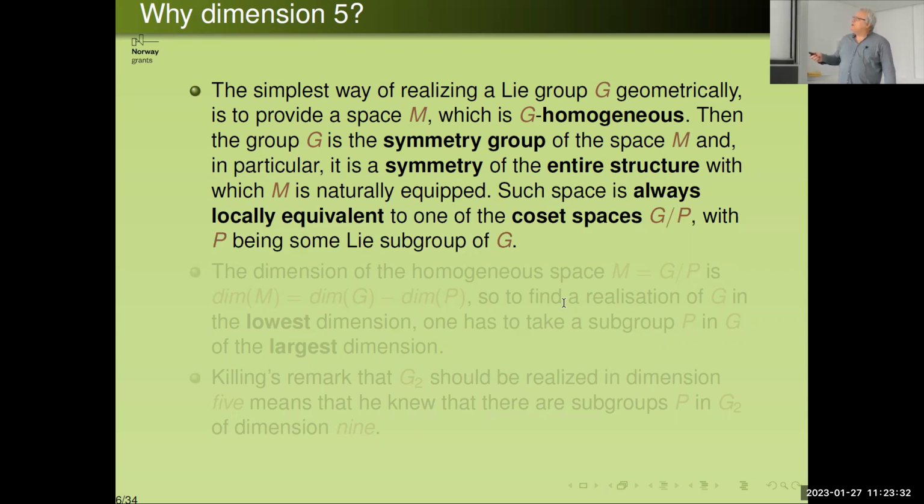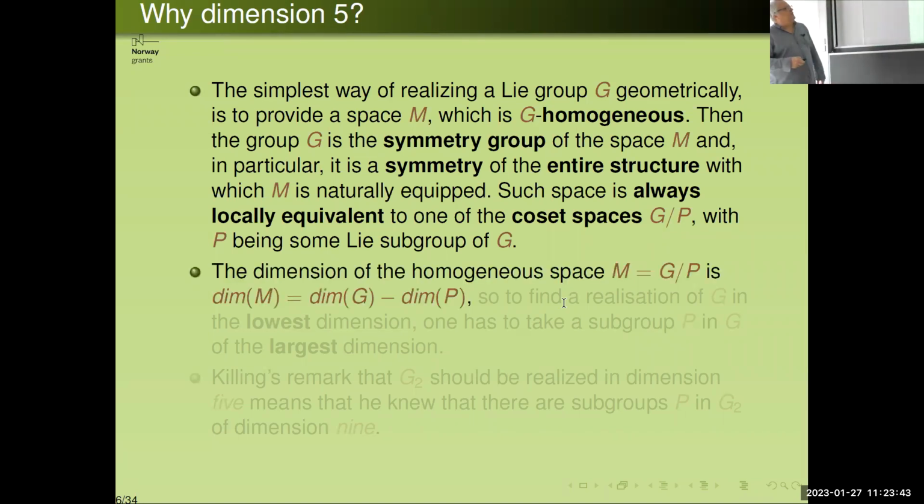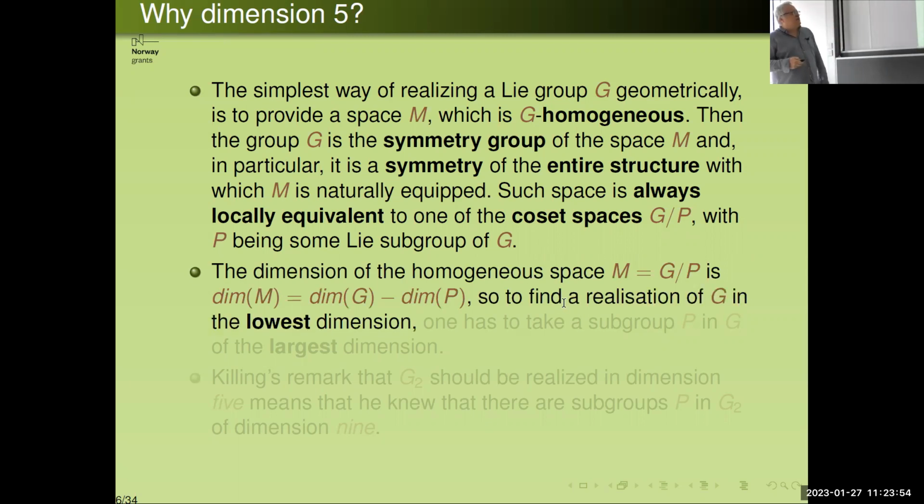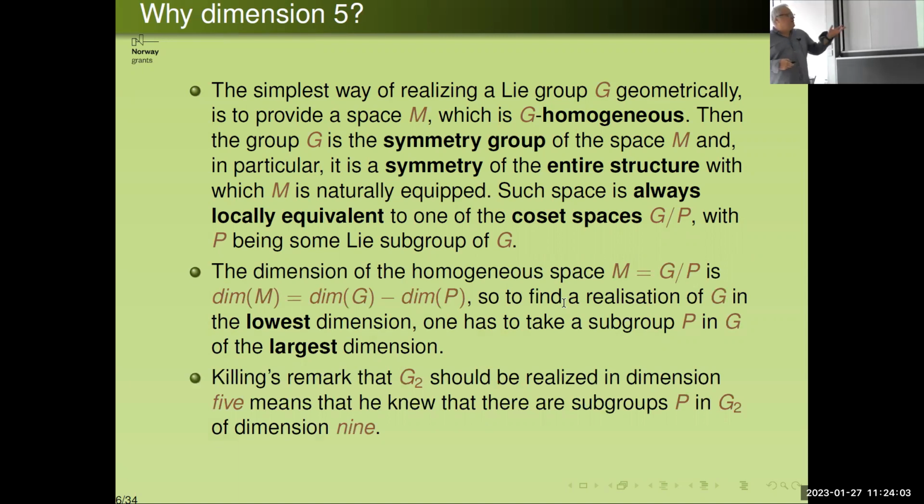Such a space is always locally equivalent to one of the coset spaces G mod P, where P is some Lie subgroup of G. If you just look at the dimension of the homogeneous space, which is always of the form G mod P, then the dimension of this space is just dimension of G minus dimension of P. So to find a realization of G in the lowest dimension, one has to take a subgroup P in G of the largest dimension. In particular, Killing's remark about G2 being realized in 5 dimensions means that Killing knew that in this G2 there is a 9-dimensional subgroup.